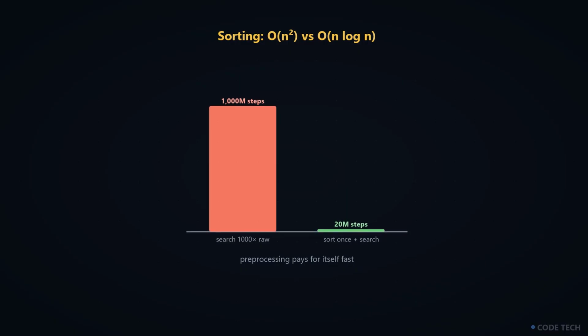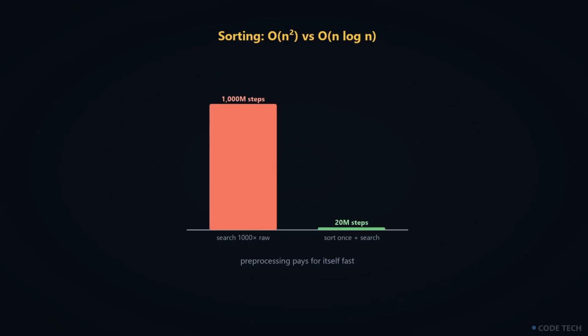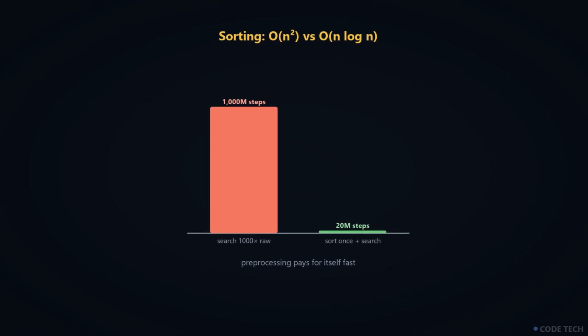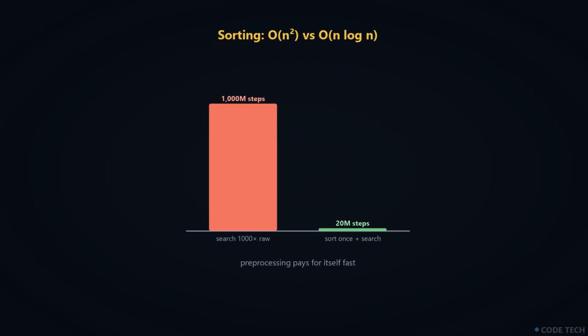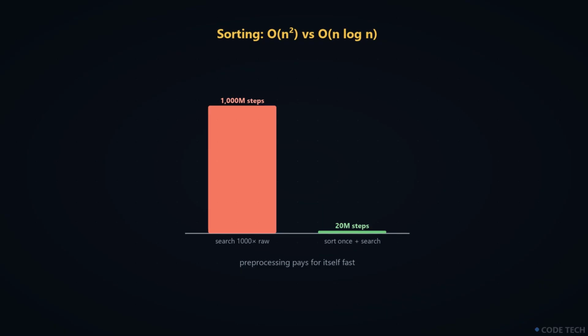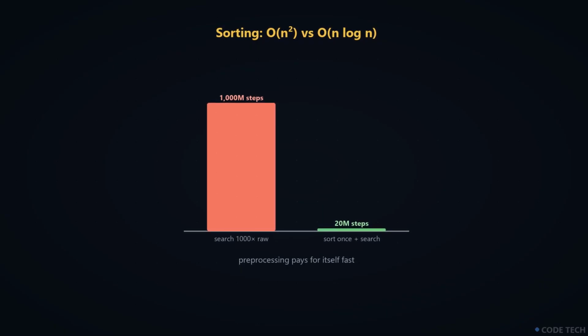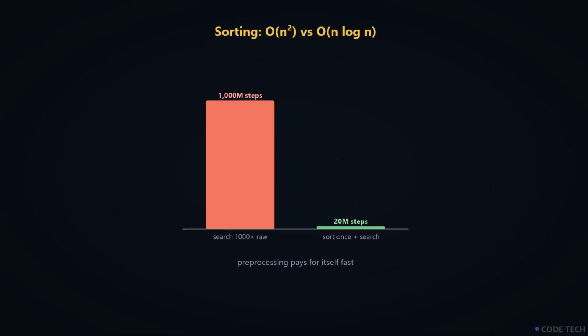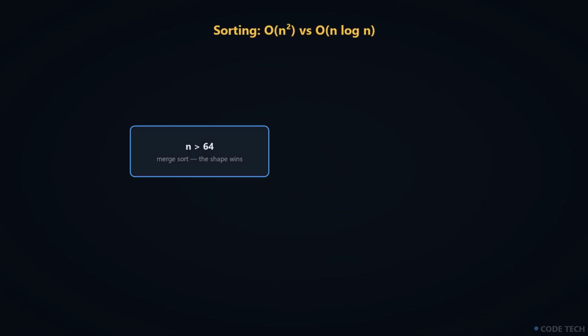Sort once, 20 million steps. Then run 1,000 binary searches, 20,000 more. The expensive preparation pays for itself by the third lookup. Pre-processing is an investment, and Big O tells you the payback period. And in the real world, the winners are hybrids.